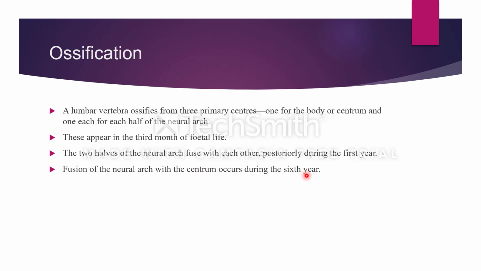It is very important. First of all, the first primary center appears in the body, one in one neural arch and another in the second neural arch. That is the 3 primary centers. They appear in the 3rd month of fetal life. Then the 2 neural arches of the right and left sides will fuse together during the 1st year of life. And the fused neural arch will fuse with the body in the 6th year of life.